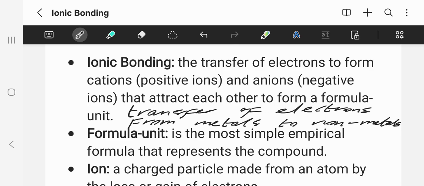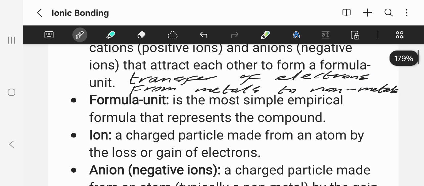Now, what is a formula unit? A formula unit by definition is the most simple empirical formula that represents the compound. You will see this as we go.